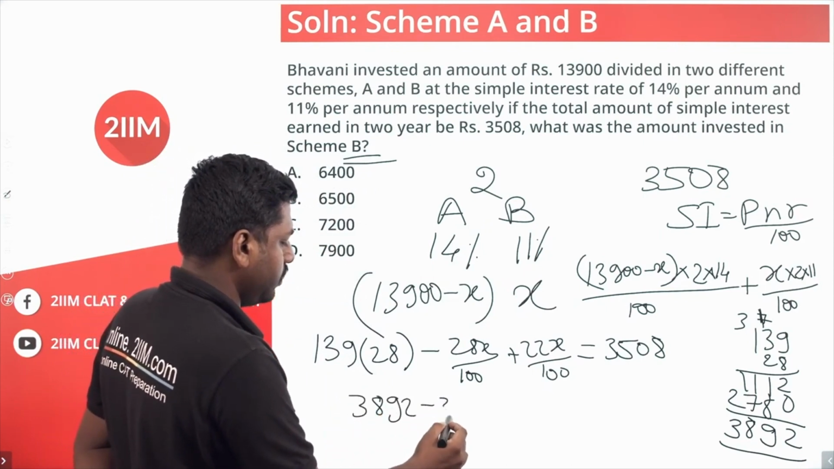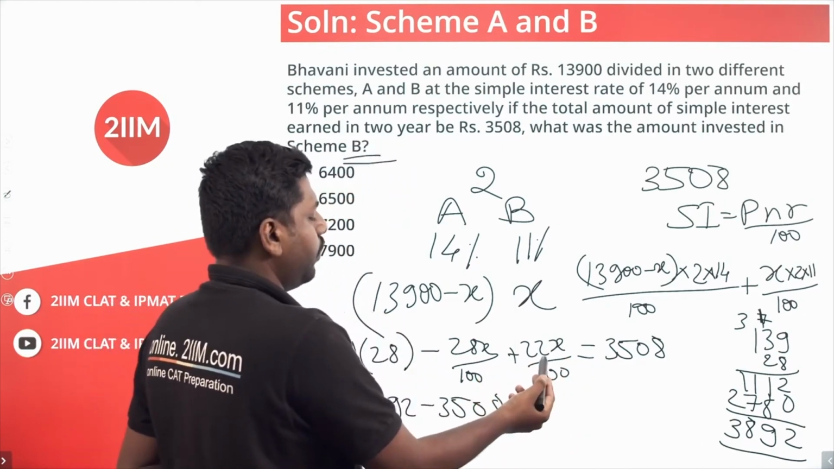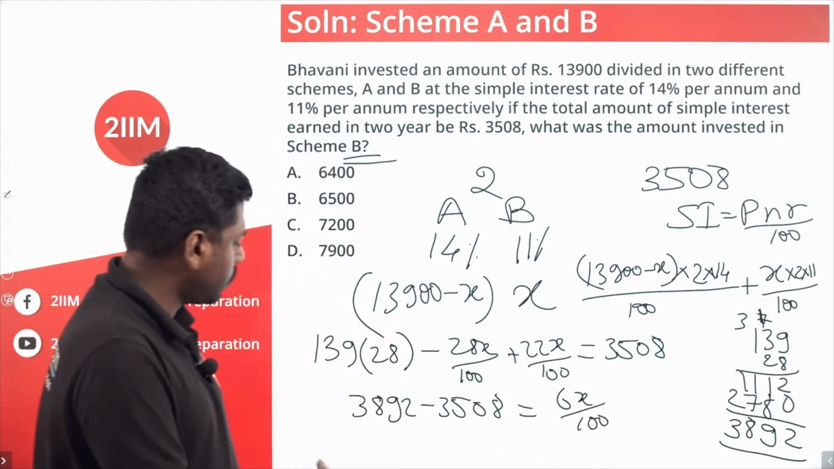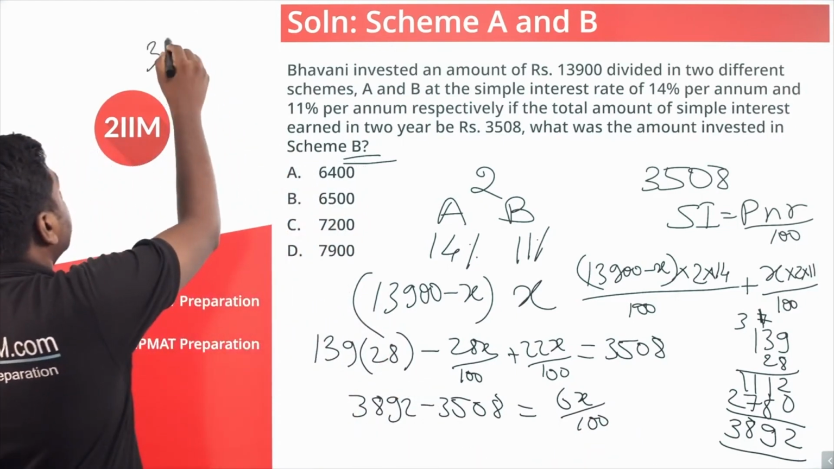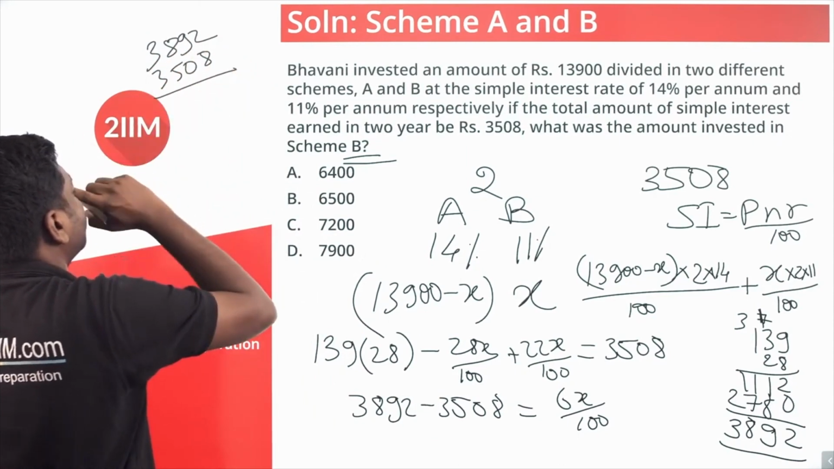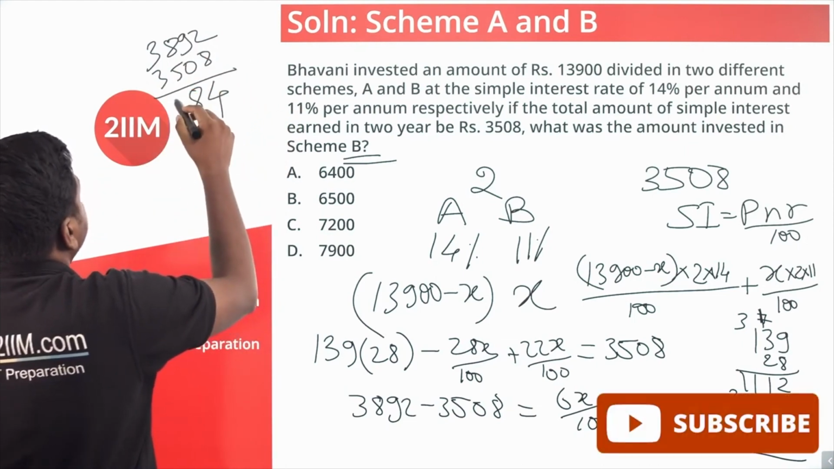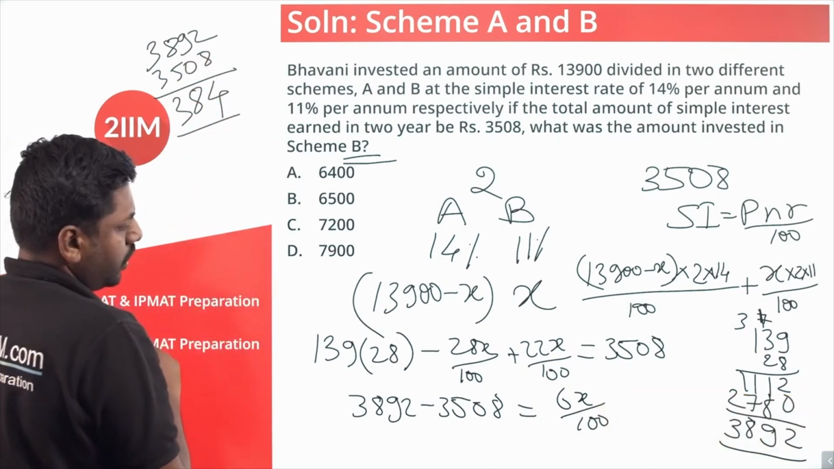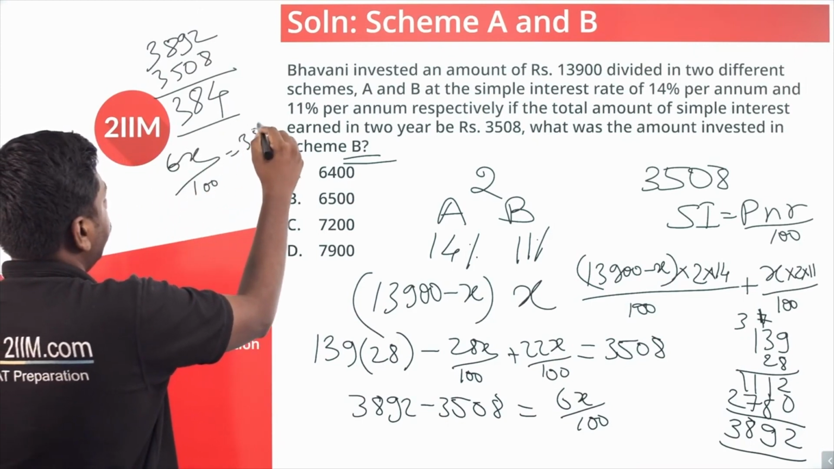So this is 3892 minus 3508. I'm taking that to this side is equal to 22 and 28, 6x by 100. So subtract this, you will get 3892 minus 3508. So you'll get 9, 10, 11, 12. This is 4. This is 8. This is 384, I guess. 384. So 6x by 100 is 384.